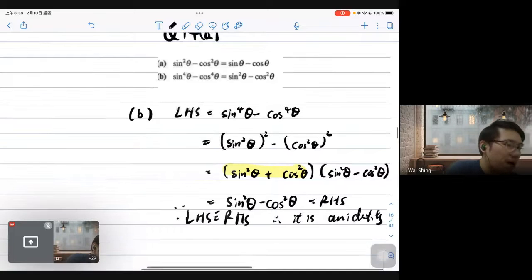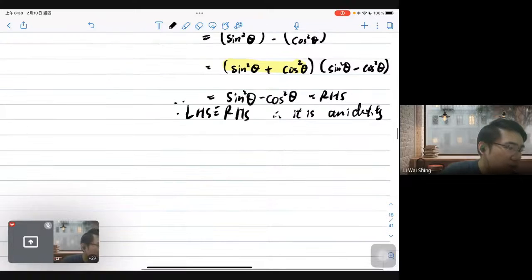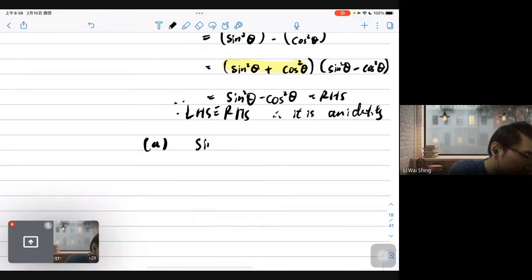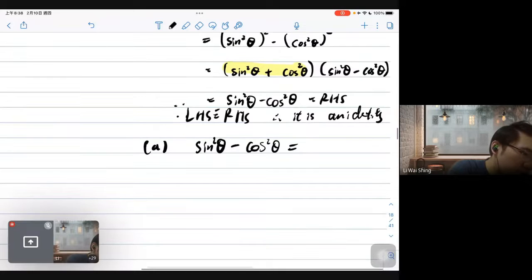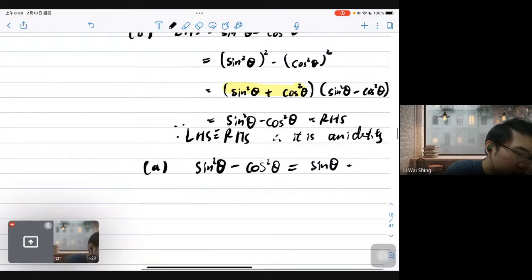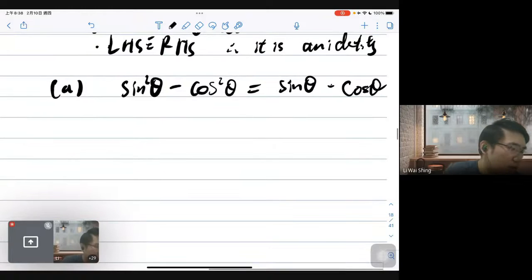Okay, so for part B, it's pretty easy. However, for part A, you want to prove whether this is an identity or not. So you know that. Okay, some of you notice that. Very nice. It's a trap. Okay, it's a trap. Why?